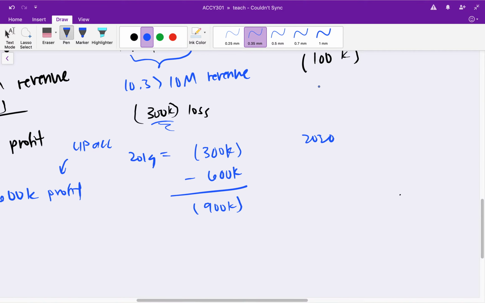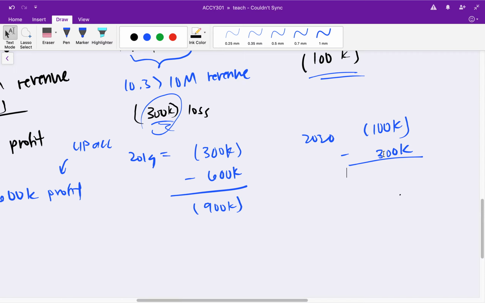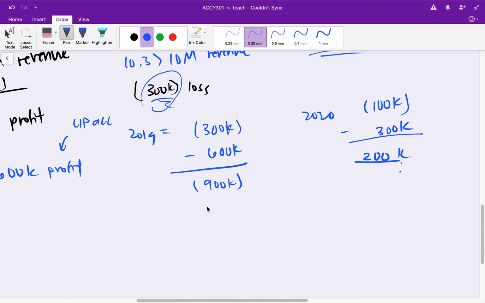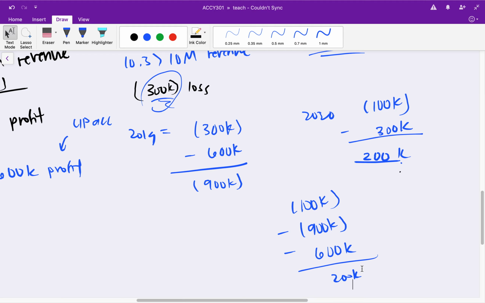And in 2020, we estimated a loss of 100. So again, we're going to take 100K minus the estimated in 2019, so 300K. And you should get a loss of 200. Oh, it's actually a profit of 200K. And so another way to actually solve for this would be to take these numbers, right? And then you have your 100K, subtract 900K, subtract 600K in profit, and you'd still reach your 200,000 in profit.